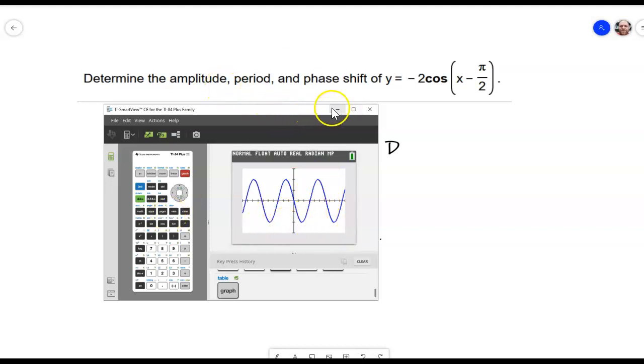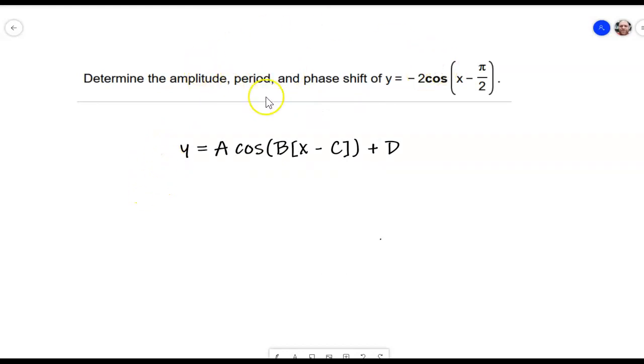So let's take a look at what's going on here, and let's get a definition of these three things. So the amplitude, according to our book, and that is on page 433 in our book, if you want to look up the definition for that. The amplitude for the cosine graph is just the absolute value of A. So once you have it in this form here, you just look at the absolute value of A. So this is going to be the absolute value of -2, which is equal to 2.